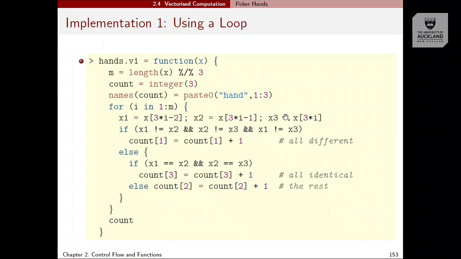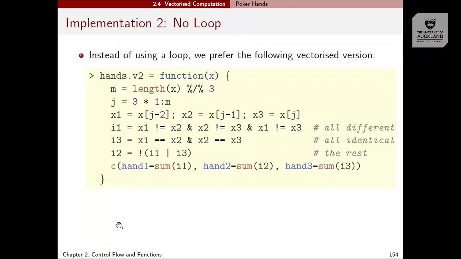Now we can write a simple comparison that says if they are all different, so x1 is different from x2, x2 is different from x3, and x1 is different from x3, then we increment the first value, which was hand 1. If the first 2 are the same and the second 2 are the same, then they're all the same, so we increment the third one. Otherwise we just increment the middle one, right? So this is a very simple iterative algorithm, just looking at a hand at a time and incrementing one of the 3 counts, and then just returning the counts. So, looks reasonable.